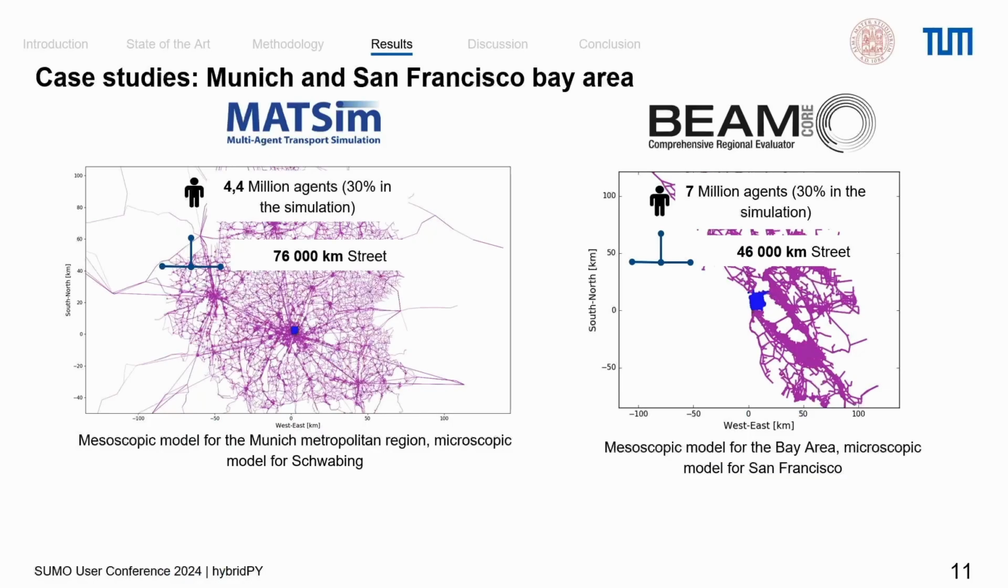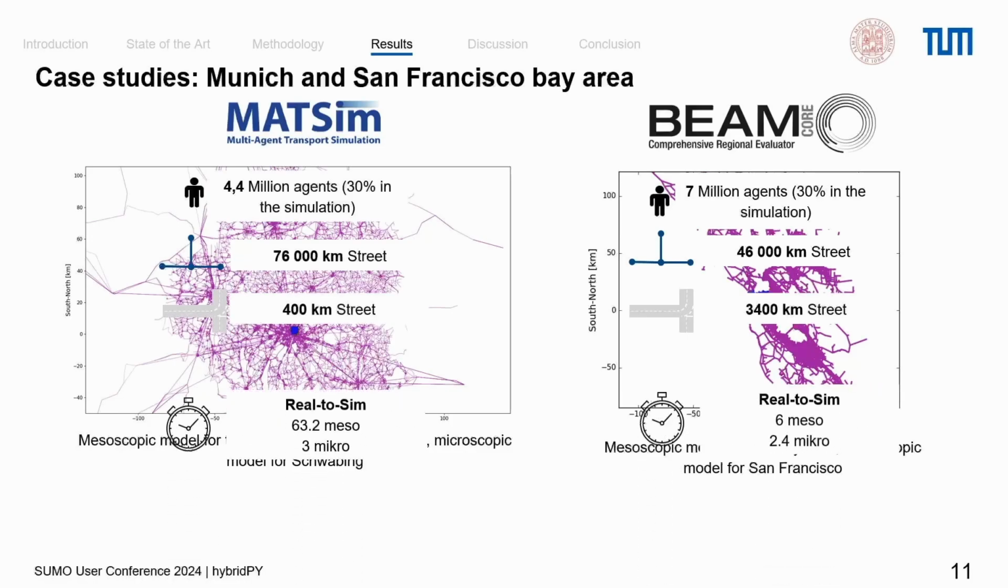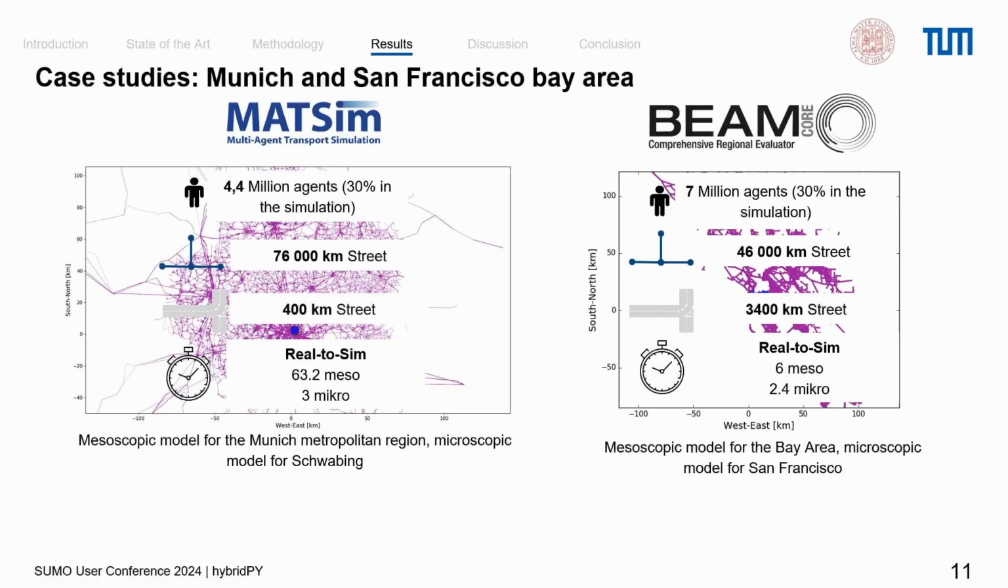Our street network for Munich has around 76,000 kilometers. For the San Francisco network, it's around 46,000 kilometers. The microscopic simulation in Munich is quite small. It has around 400 kilometers. It's Munich Schwabing, and in the Bay Area it has around 3,400 kilometers. So this refers to San Francisco City, while the 46,000 is the whole Bay Area, just to get the dimensions.